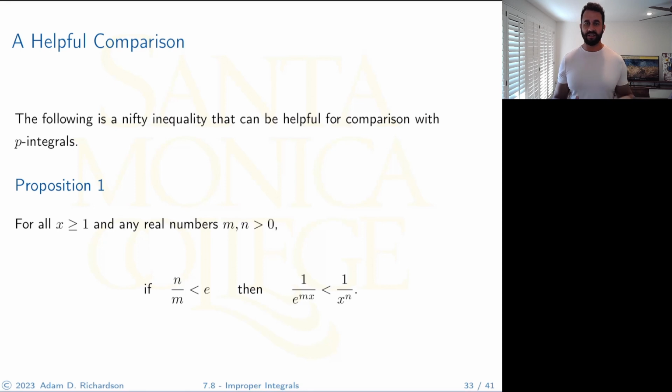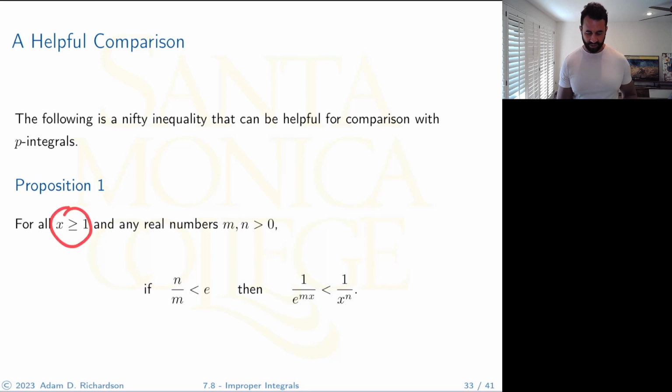So here, this is a result that a student asked me about a couple semesters ago, and I decided to prove it because they wanted to be able to compare integrals that had these functions in them. So this is a relationship between functions that look like 1 over e to the mx and 1 over x to the n. So if you want to know the dominating relationship, this is what it is.